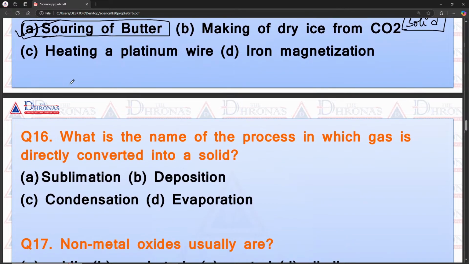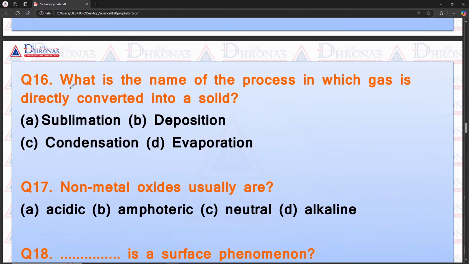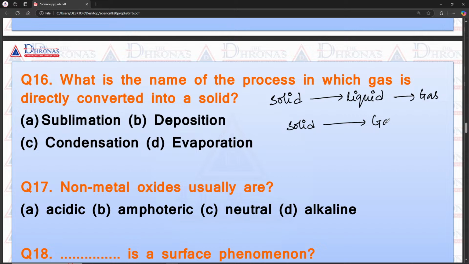Now, next question number 16. What is the name of the process in which gas is directly converted into solid? So, there are some processes in which the state of matter changes. The states of matter are interconvertible, like solid to liquid, liquid to gas. There are some elements, some materials, which go directly from solid to gas, or from gas to solid. These processes are reversible.